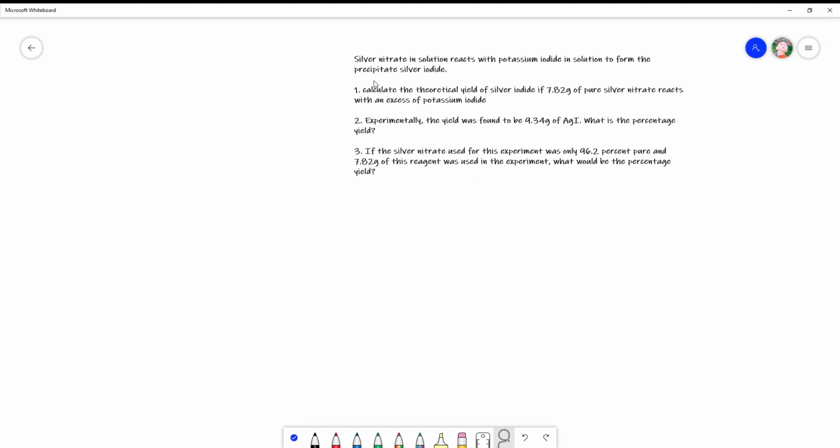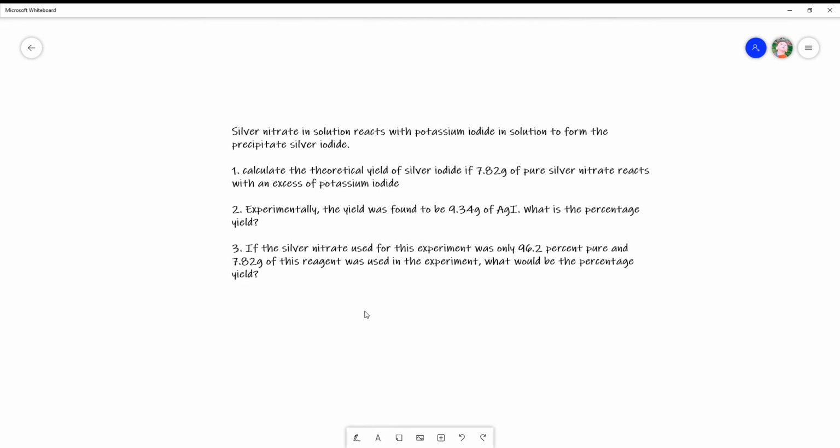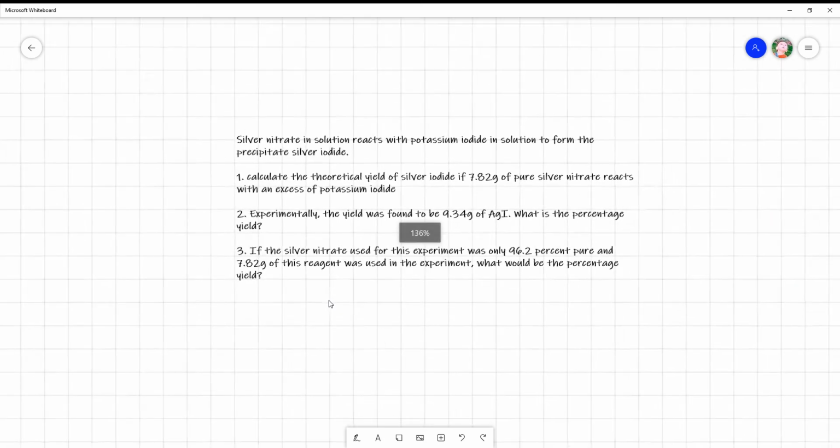So the question I was given is: silver nitrate in solution reacts with potassium iodide in solution to form the precipitate silver iodide. The first part of the question is to calculate the theoretical yield of silver iodide if 7.82 grams of pure silver nitrate reacts with an excess of potassium iodide.